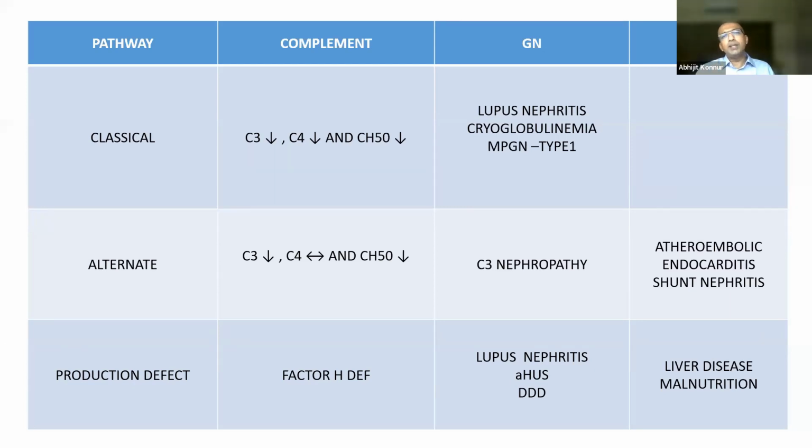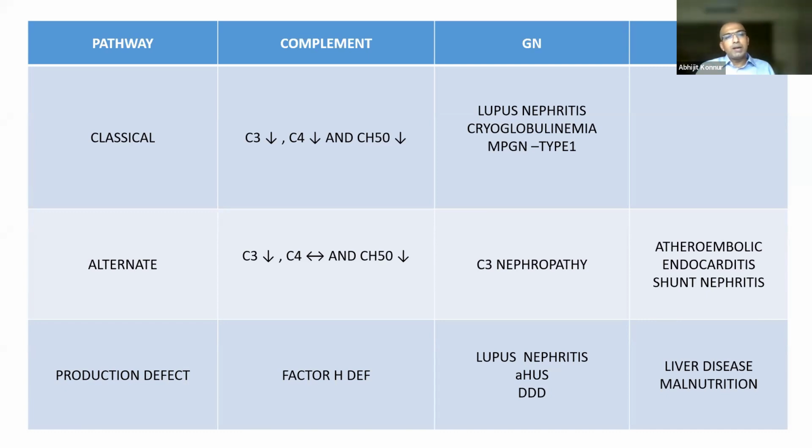This is an important slide. One usually doesn't get this information. I have tried to collate it to understand what happens when we send samples for serology. Does that give us a clue about what could be the underlying glomerulonephritis we are dealing with? So when we send for complement levels and all complements are depressed, like C3, C4, where C3 stands for the alternative complement pathway, C4 for the classical complement pathway, and the CH50 is for the common complement pathway, when all of these are depressed, one is dealing with lupus nephritis, cryoglobulinemia, or maybe membranoproliferative glomerulonephritis.